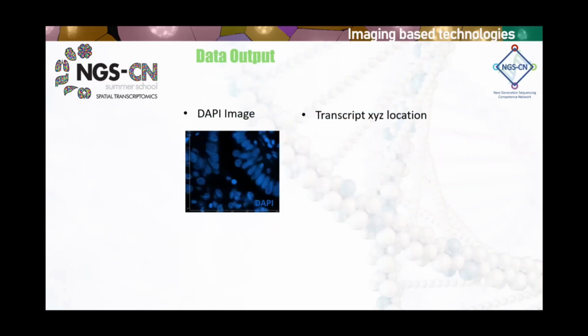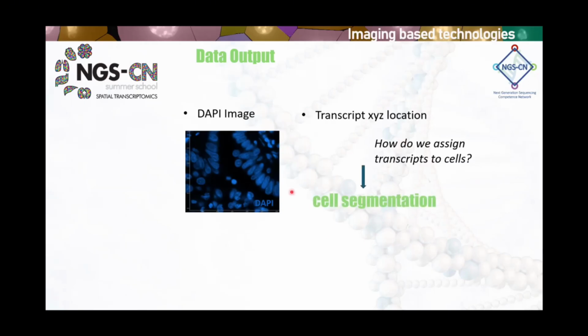So which kind of data do we get now from the imaging-based technologies? In general, we get, for example, a DAPI image, and then we have transcript locations that we get from resolving all the individual spots from the imaging rounds. But to analyze it, sometimes it's useful to get these transcripts assigned to a cell in the tissue. And how do we then assign these transcripts to the cells?